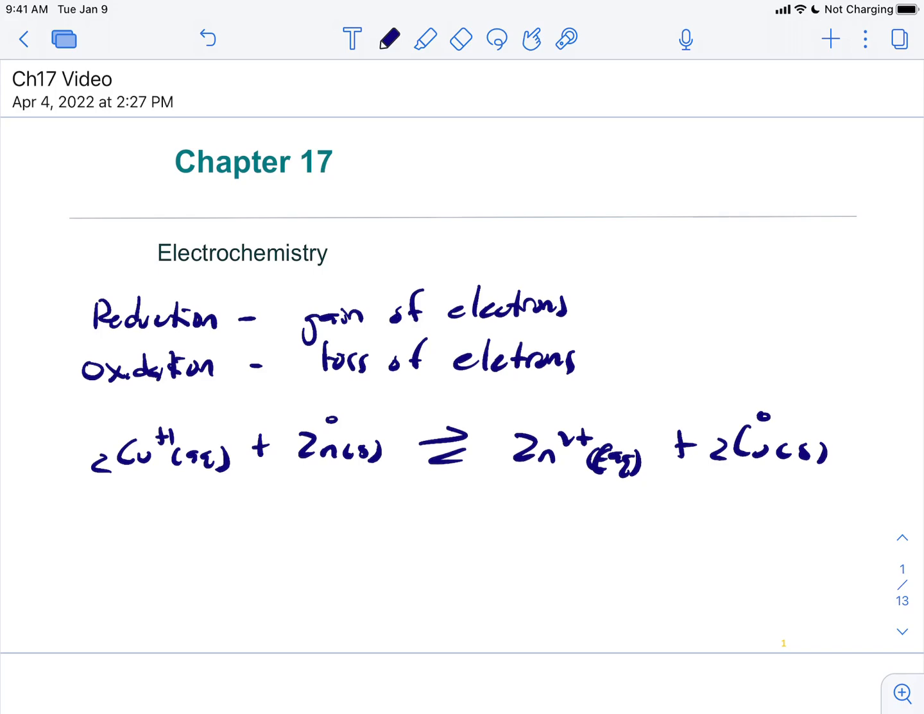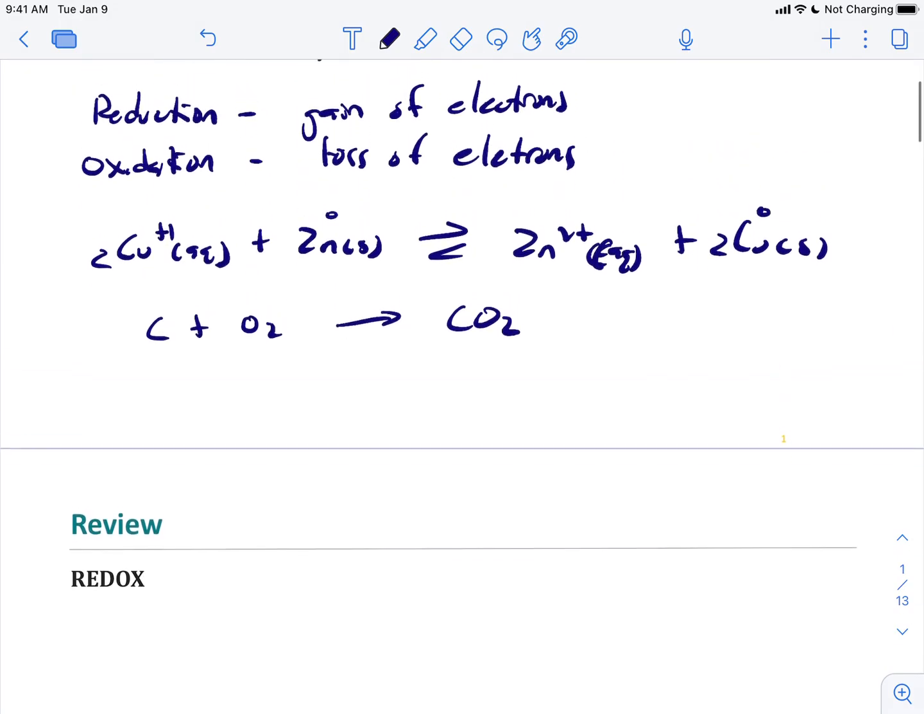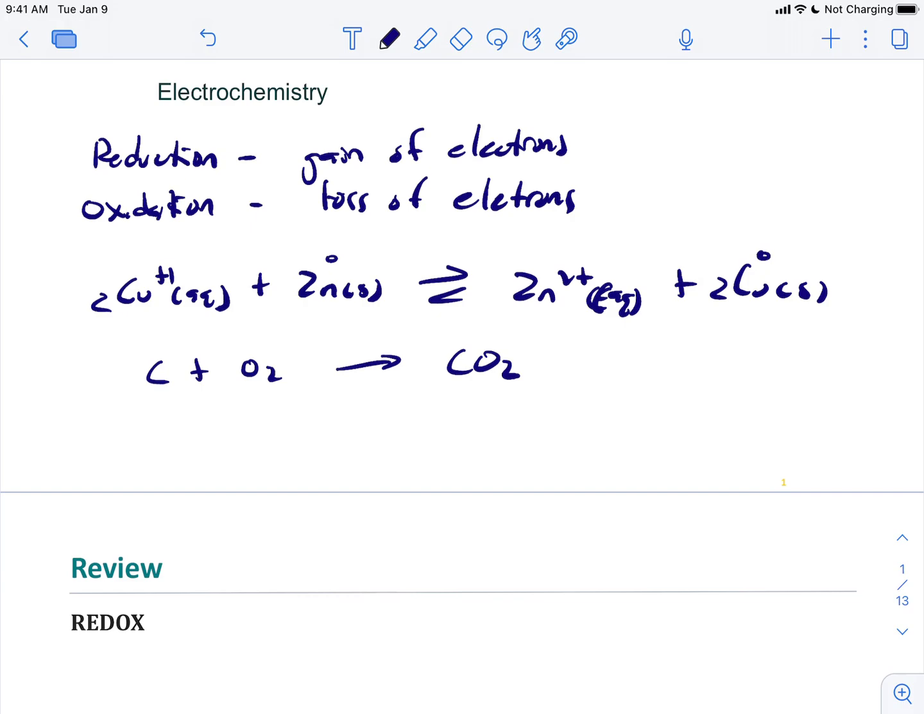Now, it's not always easy to see the electrons like there is here because we've got charges. But what if you had something like this? What's being oxidized? What's being reduced? We go back to those rules that we have, and they're in Chapter 8. We say that oxygen pretty much is always -2, except for in peroxides. We're not going to worry about exceptions. Now, this is elemental oxygen, so this is 0. And this is elemental carbon. This is 0.